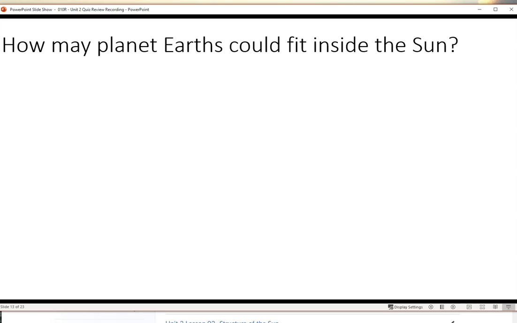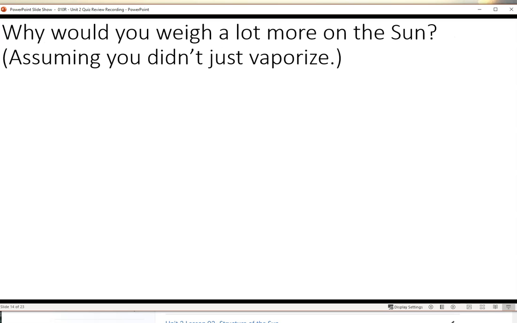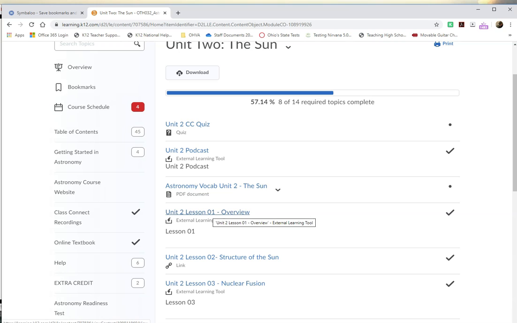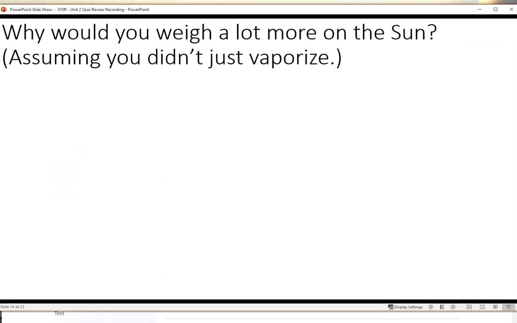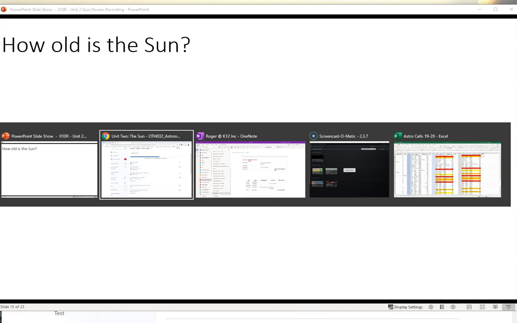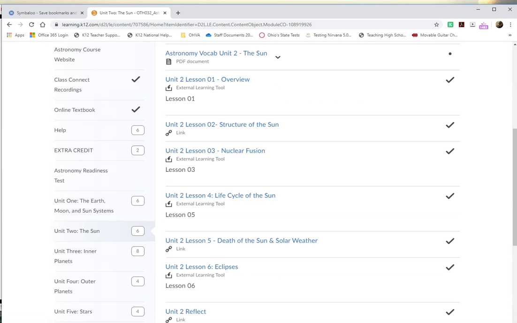Why would you weigh a lot more on the sun, assuming you didn't just vaporize? And that would be in lesson 1, the overview here, and possibly Structure of the Sun. Read both of those. How old is the sun? For the answer to this, go into Life Cycle of the Sun, Lesson 4, possibly lesson 5 here.